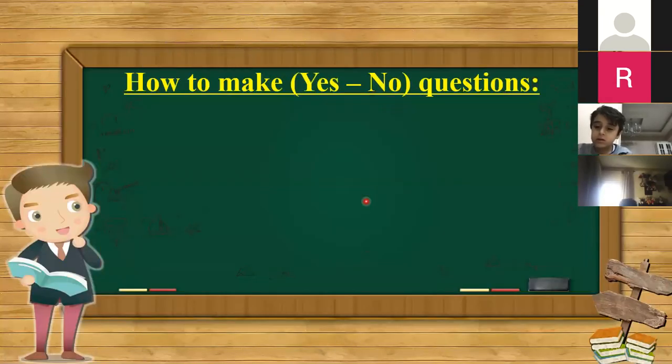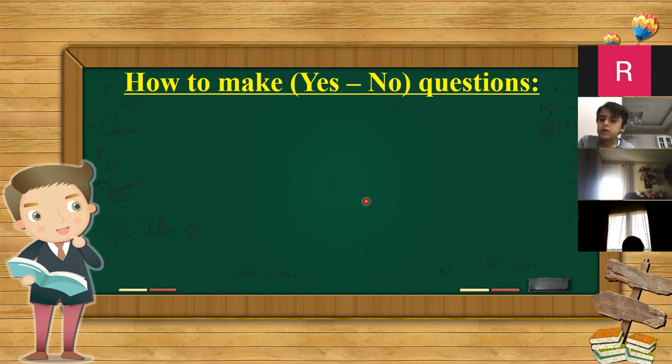Let's move to the second point, which is the interrogative form. What do you mean by interrogative here? Interrogative means how to make a question. And we talked about it before, how to make a yes or no question. We will revise it together. First, what is the yes or no question? The yes or no questions are the questions that are answered with yes or no.